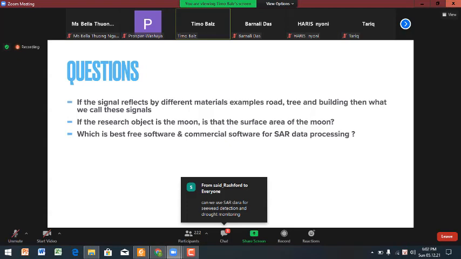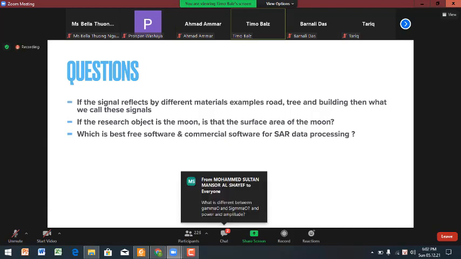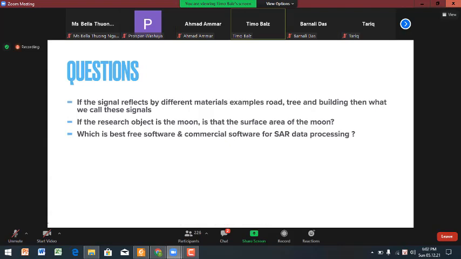The second one, I also don't really understand, to be very honest. If the research object is the moon, is that the surface area of the moon? Now, I'm not really sure what you want to know. However, if you would take a star image of the moon, then yes, you would see the surface area of the moon. However, maybe I'm answering the question wrong. Maybe you can rephrase it.